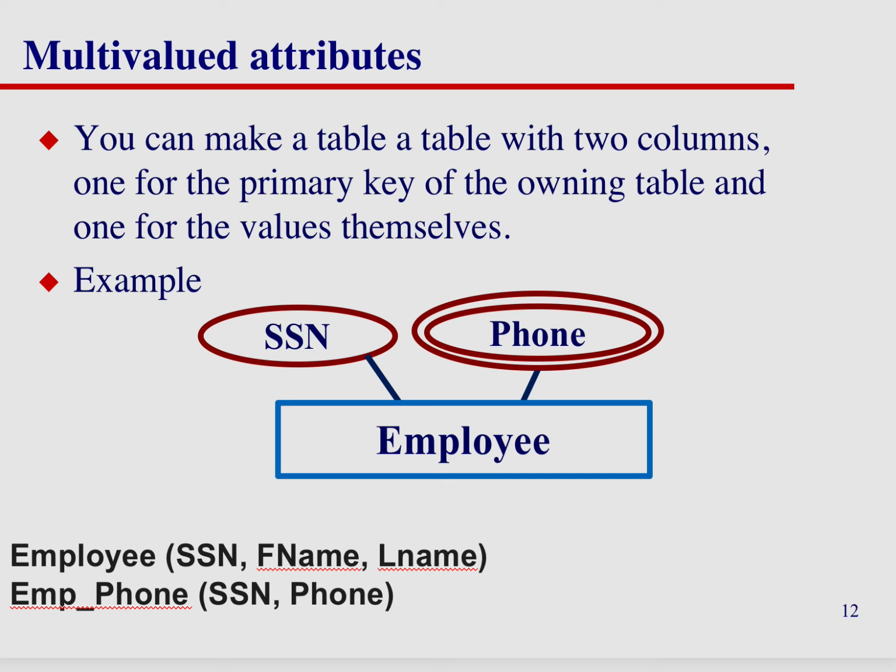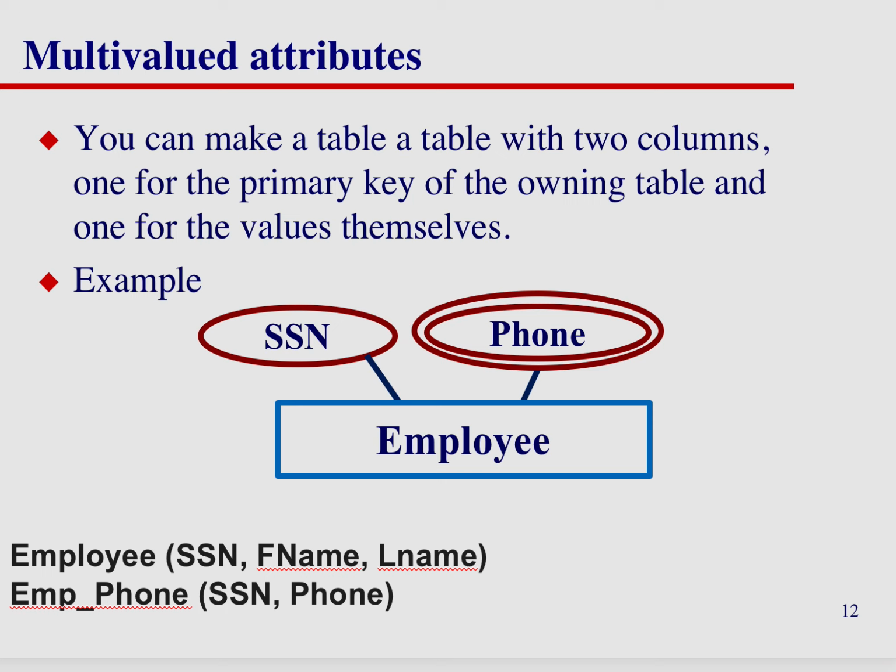Now, lastly, I promised you we would talk about multi-valued attributes. You can make a table with two columns, and then you have one for the primary key of the owning table and one for the value itself. So basically, what does that mean? If you have a column like phone that's multi-valued, where an employee can have multiple phone numbers, so what would you do? You can't put it all in the same column.